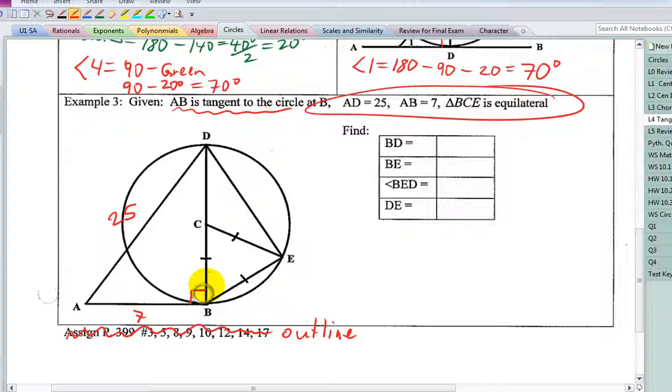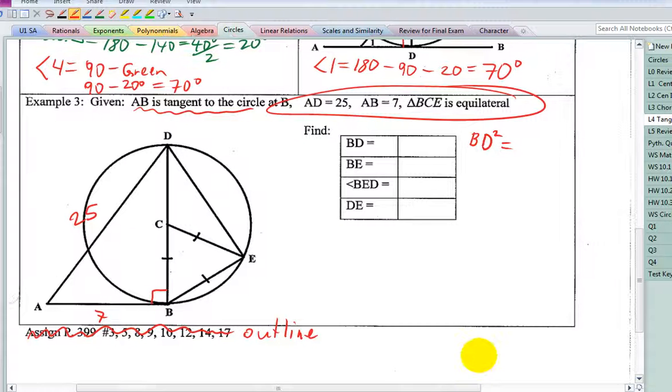Okay. So what we can do now is we can do Pythagoras using 25 and 7 to find BD. Okay, so find BD, show your work. I noticed on the quiz a lot of people I took a mark off because you didn't do your work for Pythagoras. Nelson.